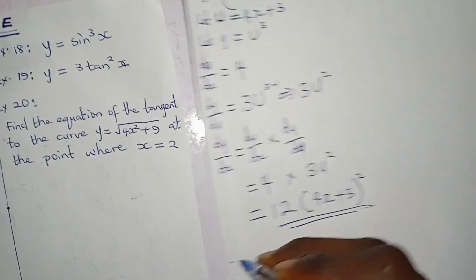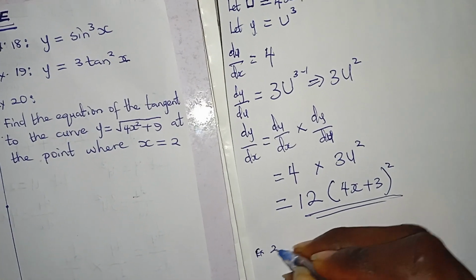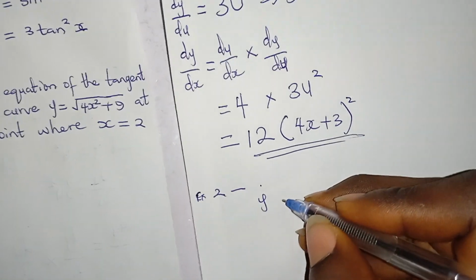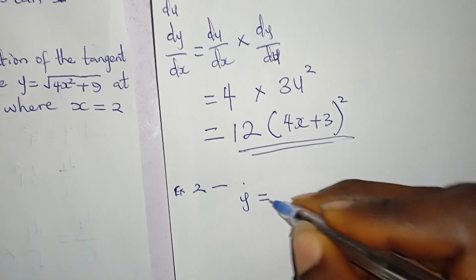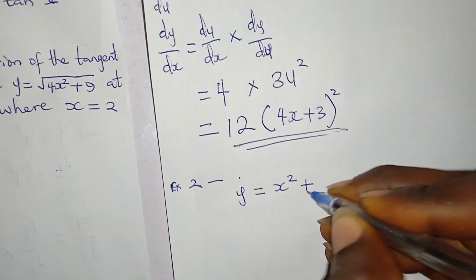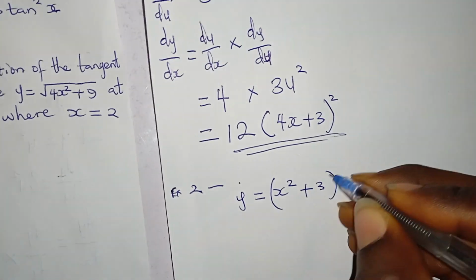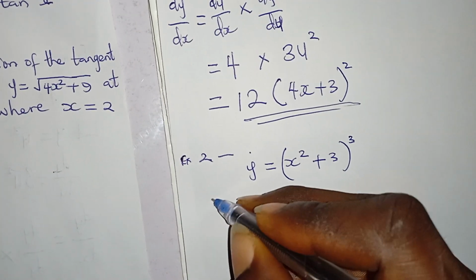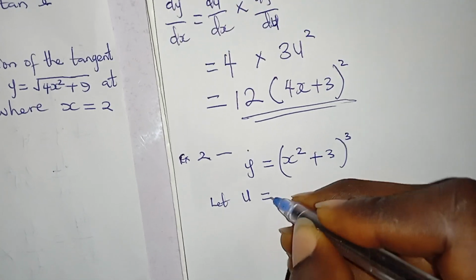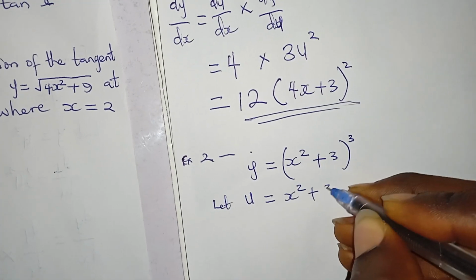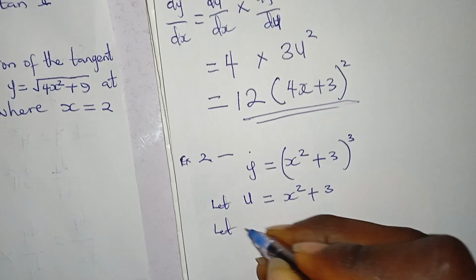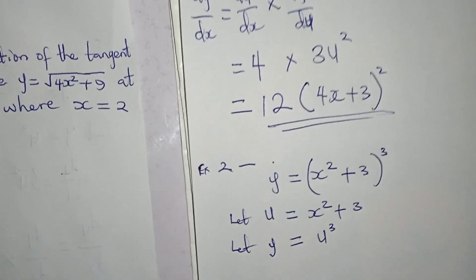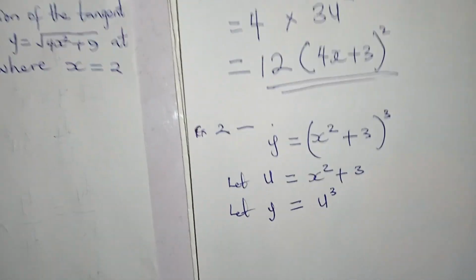Now let's go to exercise 2. It said y is equal to (x squared plus 3) all raised to power 3. Now to solve this, we say let u be equal to everything inside, the internal function, and let y be the external function, y equals u raised to power 3. That is the internal, all raised to power 3.